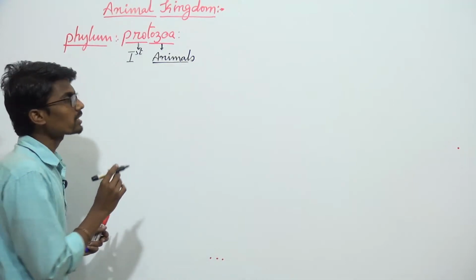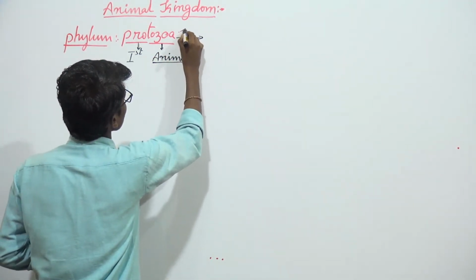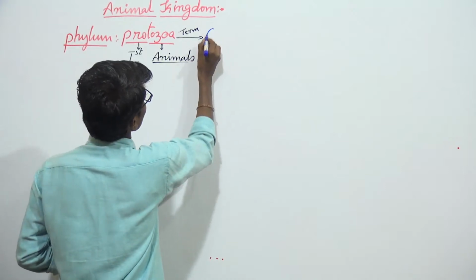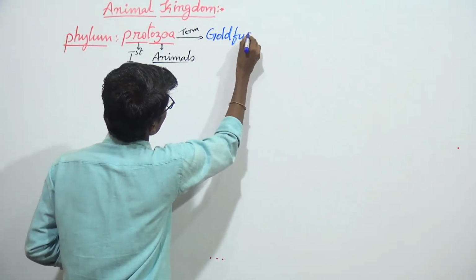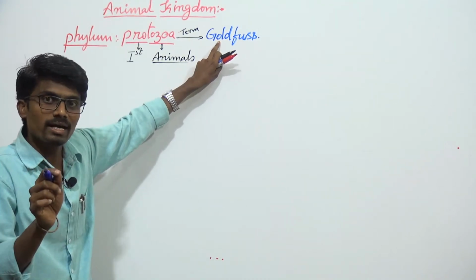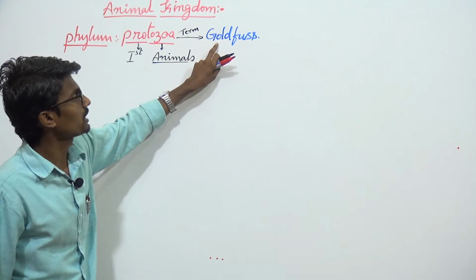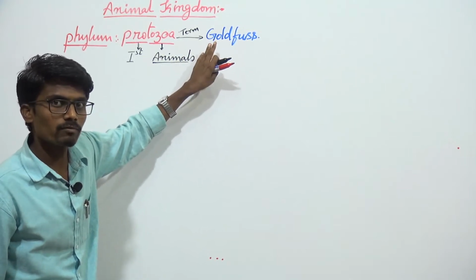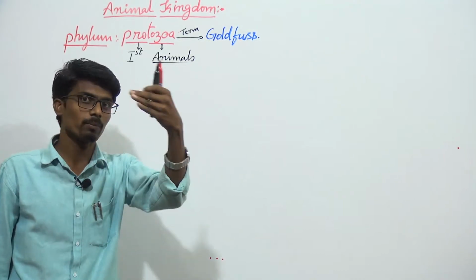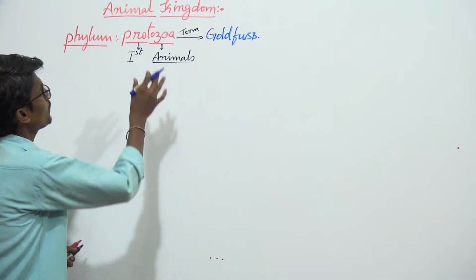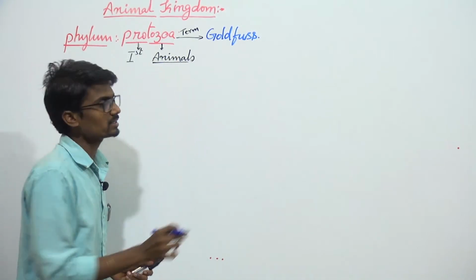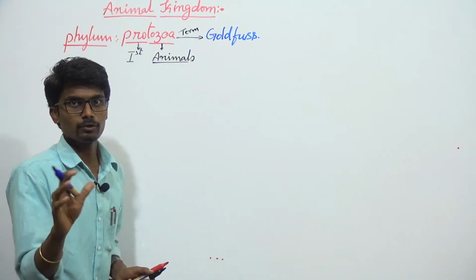Protozoans. And this term protozoa was given by one of the scientists. His name is Goldfuss. The scientist who coined the term protozoa is Goldfuss. It is not important for your examination, but you must remember, because these kinds of scientist names will appear in upcoming topics later. And how should you remember this scientist's name? His name is Goldfuss. You should remember it like this.